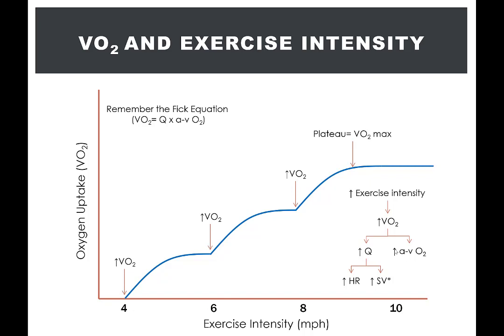The reason why AVO2 difference increases with exercise is because venous O2 content decreases. Why? Because as exercise intensity increases, your active skeletal muscles are uptaking more of that arterial O2, thus bringing less O2 back to the heart via the veins. So this figure right here should explain the factors that contribute to an increase in oxygen consumption rate with an increase in exercise intensity.